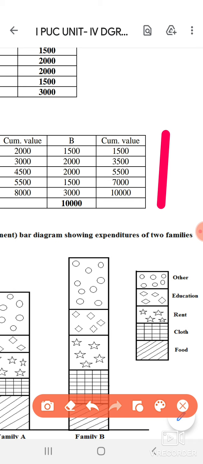That is, write down 1500 as it is, first value. Then add 1500 plus 2000, we will get 3500, then 1500 plus 2000 plus 2000 we will get 5500, then 1500 plus 2000 plus 2000 plus 1500 we will get 7000, then 1500 plus 2000 plus 2000 plus 1500 plus 3000 we will get 10,000. Okay.